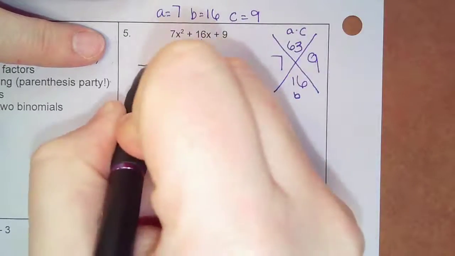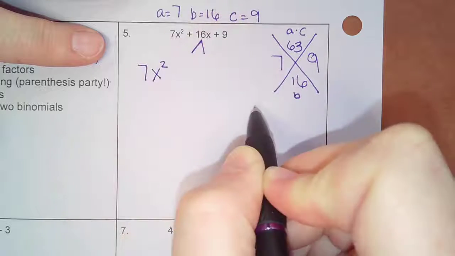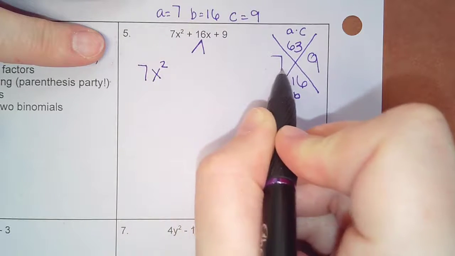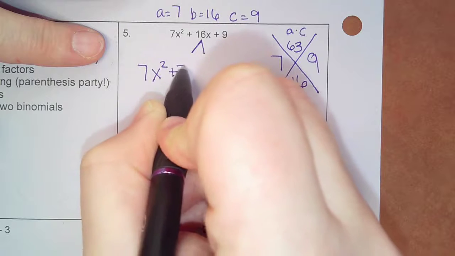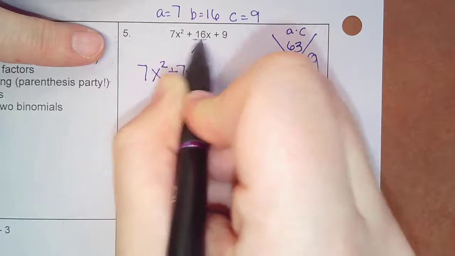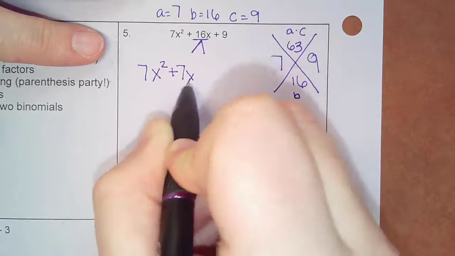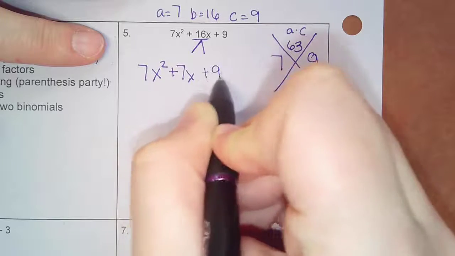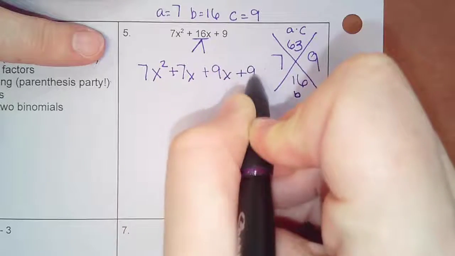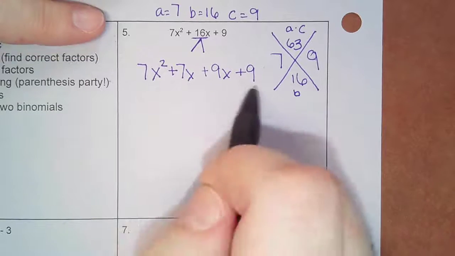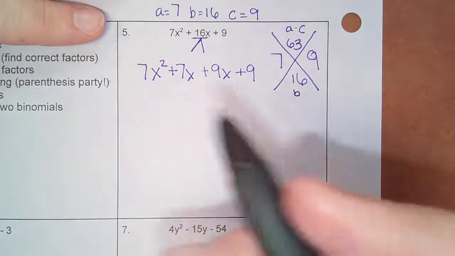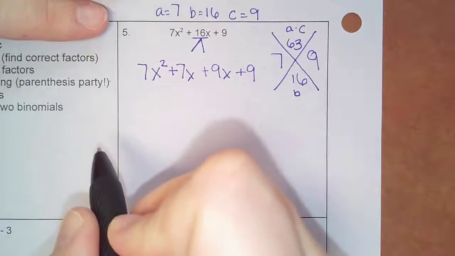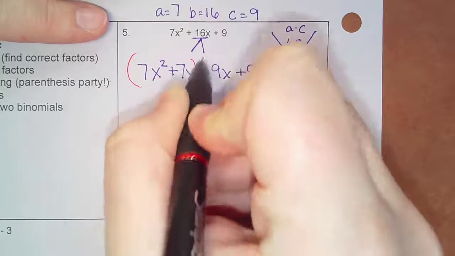Drop down your first term, 7x squared. Drop down one of these, so plus 7x. We're splitting an x term, they'll stay x's. Plus 9x, drop down the plus 9. My goal is to have 4 terms so I can do the factor by grouping. So now we're at step 4, factor by grouping, parenthesis party.